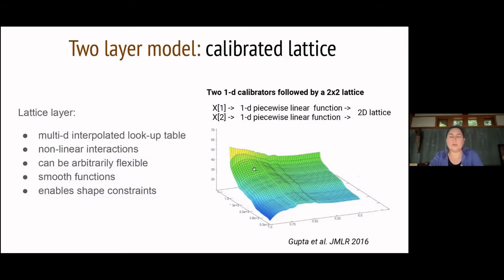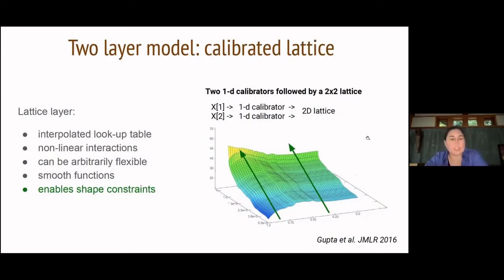So here's an example of a very simple two-layer function. You can see there's a lot of flexibility to this function, but it hardly has any parameters. And you end up with these smooth functions because you're linearly interpolating each thing, and you end up being able to enable shape constraints because as long as they're enabled at each layer, they'll be enabled for the whole function. So this function is monotonic in this direction. It's not monotonic in the other direction because that's what we imposed.